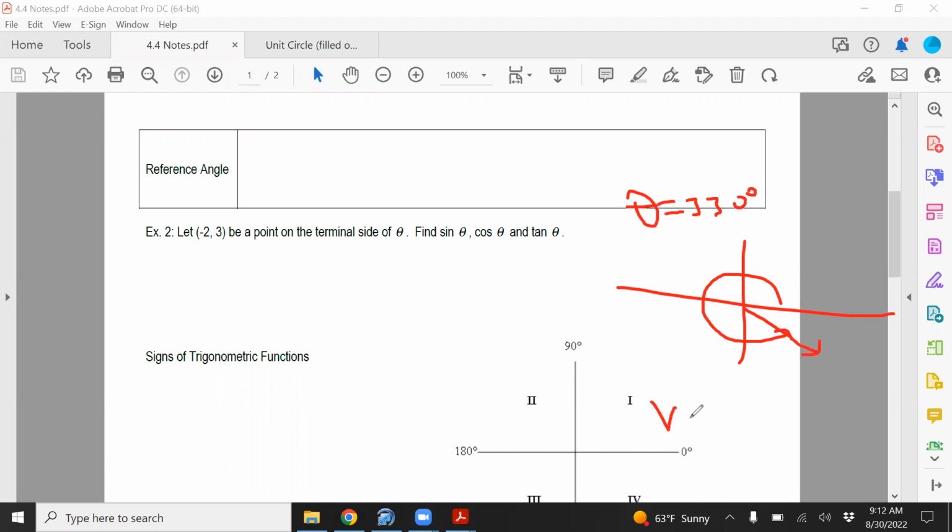What will be my reference angle? 30 degrees. So you use the 30-degree coordinates, right? Use the 30-degree coordinates and then apply it to 330, but make x positive, make y negative, because you're in the fourth quadrant. So that's what reference angles are about.